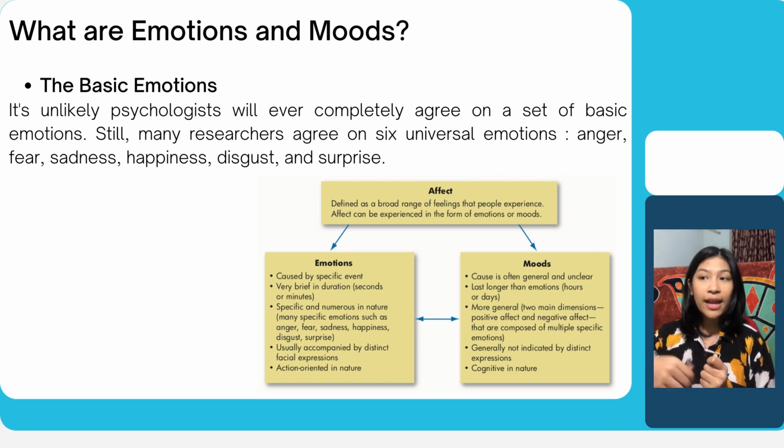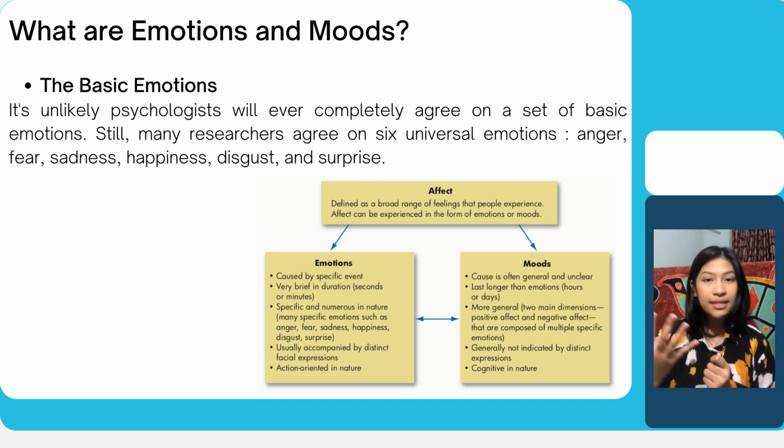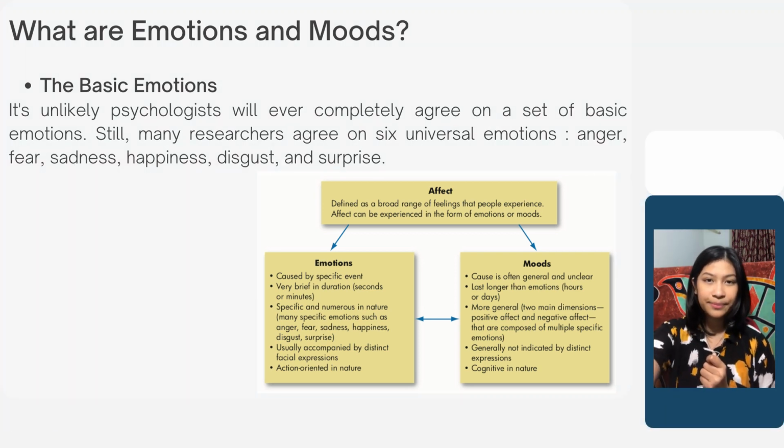Next is the basic emotions. By investigating how we express our emotions, psychologists have attempted to define our basic emotions, though it's been tough to decide based on our facial expressions. It's very unlikely for psychologists to ever completely agree on a set of basic emotions, but still some researchers agree that we have 6 basic emotions: anger, fear, sadness, happiness, disgust, and surprise.